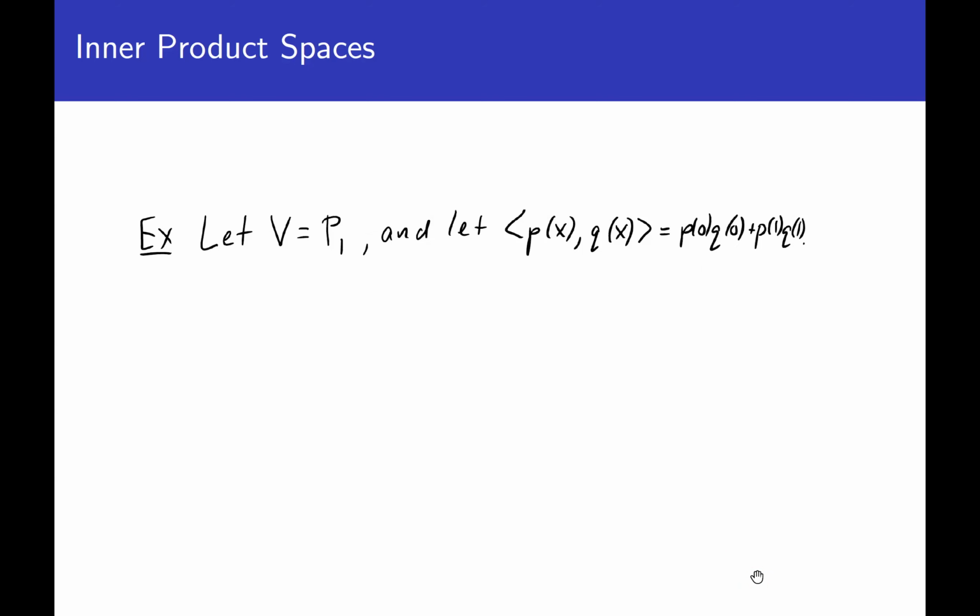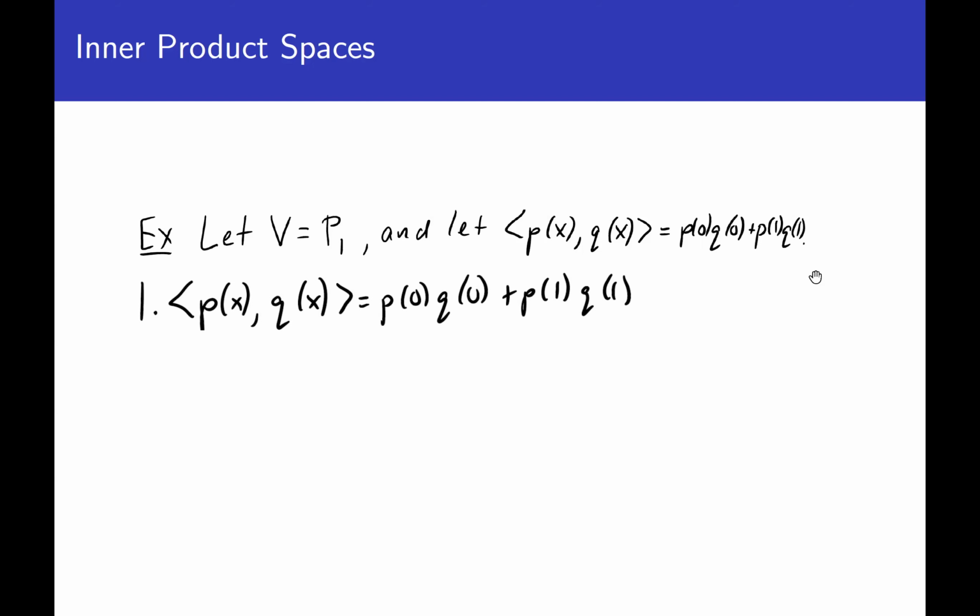So let's go through these for a specific example. Let's talk about the vector space of linear polynomials. So they would be functions of the form ax plus b. We're going to define an inner product, or a purported inner product. We need to prove that it really is an inner product. We're going to define a purported inner product here as the product of the two polynomials when you plug in 0, plus the product of the two polynomials when you plug in 1. Let's see that this really does satisfy the axioms of being an inner product.